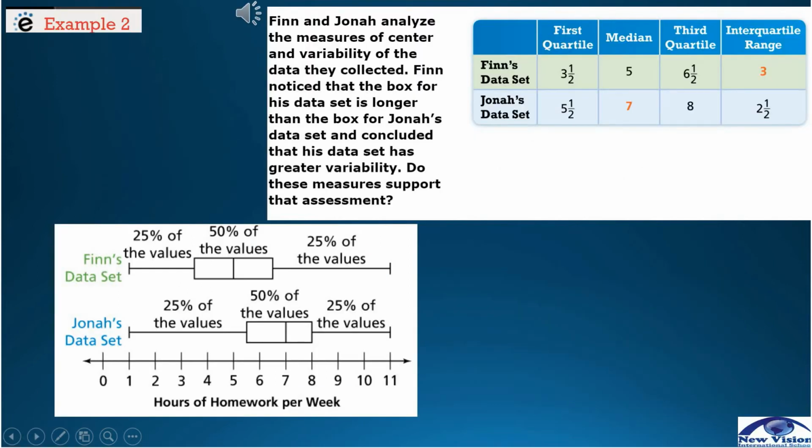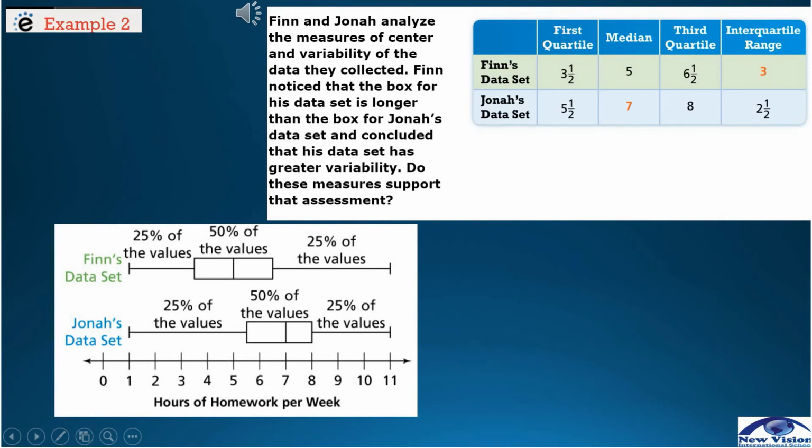Finn and Jonah analyzed the measures of center and variability of the data they collected. Finn noticed that the box for his dataset is longer than the box for Jonah's dataset, and concluded that his dataset has greater variability. Do these measures support that assessment?